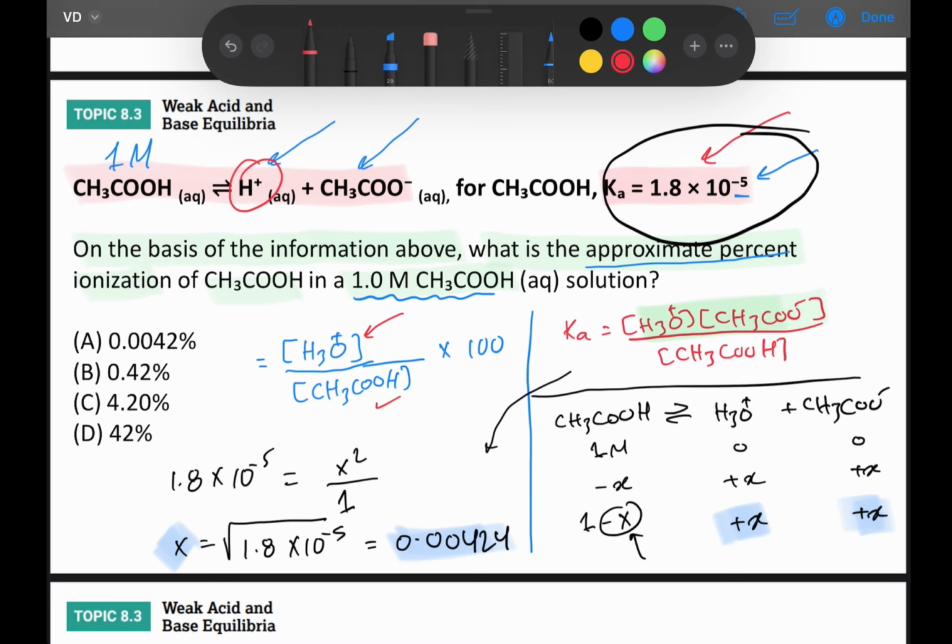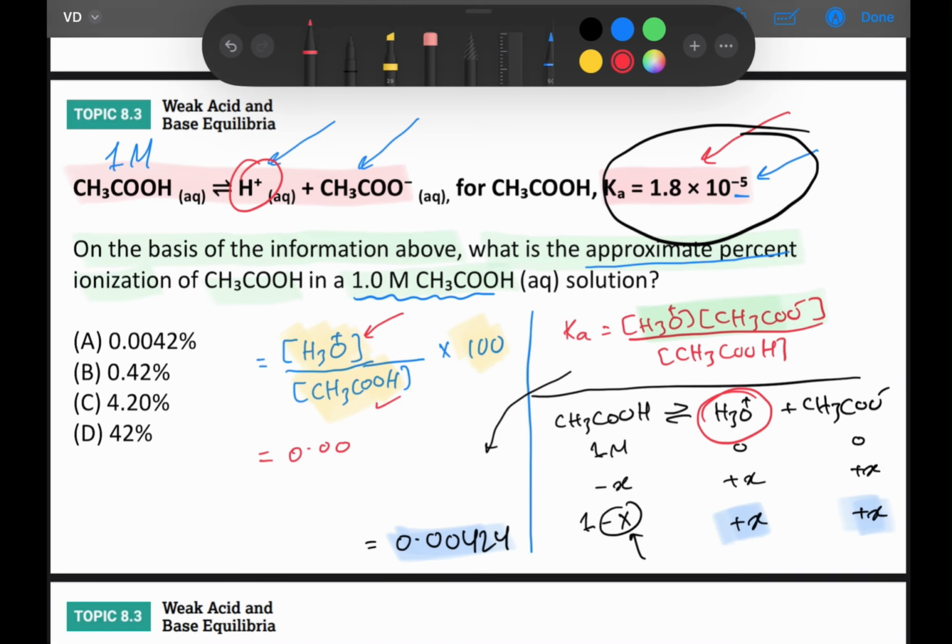All right. So we have the value of x, and just keep in mind the value of x is the same as the value of hydronium ion, like it's the same as H3O plus. Since my target is to calculate the ionization percentage, I want to erase the stuff. The concentration of H3O plus is equal to 0.00424, divided by 1, and multiplied by 100. If you just apply this in your calculator, you will end up with a value of 0.42%. And this is the same as the answer in B.